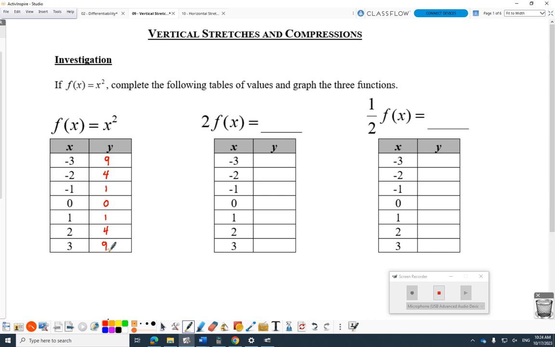Now, today, instead of adding or subtracting or putting negatives in there, we're just multiplying by a number. And I use 2 to get the idea, but it doesn't really matter what number we're talking about. So by using 2, my new function is, separate color, 2x squared.